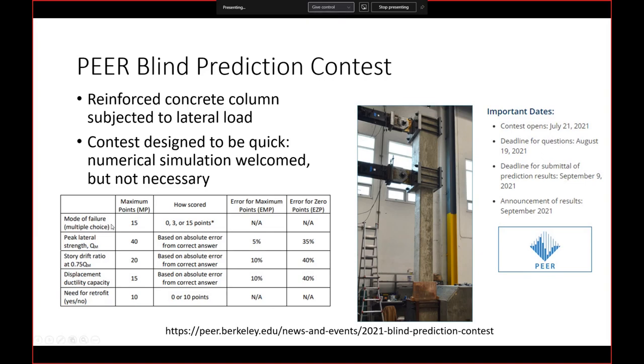But here's the criteria and the scoring for the contest. The URL is given down here. Mode of failure, multiple choice, hopefully not none of the above, right? Peak lateral strength, story drift ratio, displacement ductility, does it need to be retrofit, yes or no? The deadline for questions is in a few weeks, and then the deadline for submittal of results is in September, and the results will be announced, I assume, in late September. So if you're interested, definitely check that out.